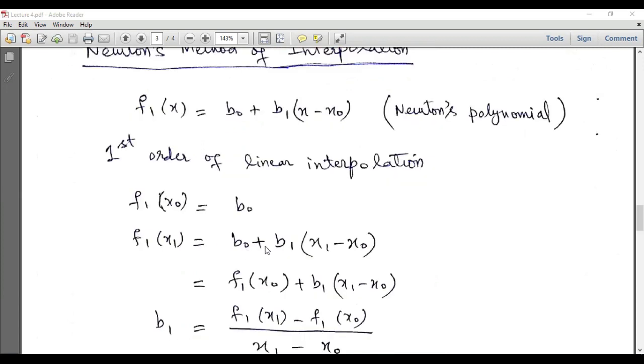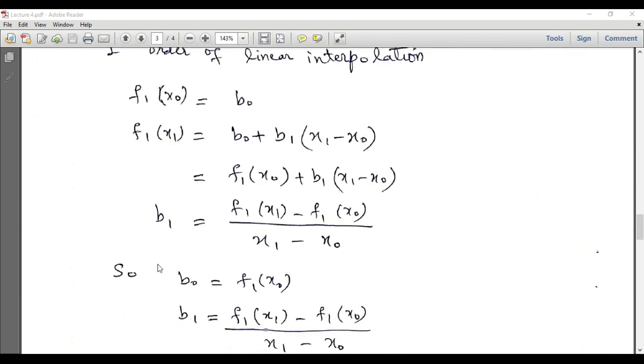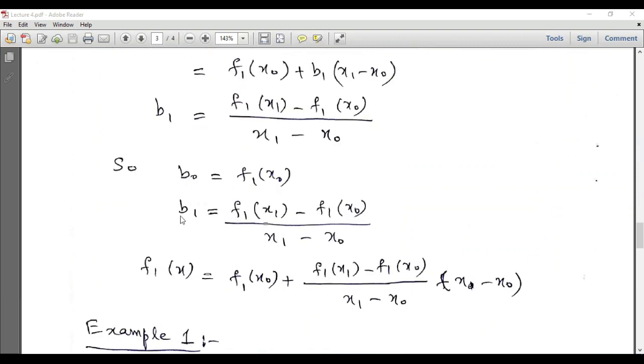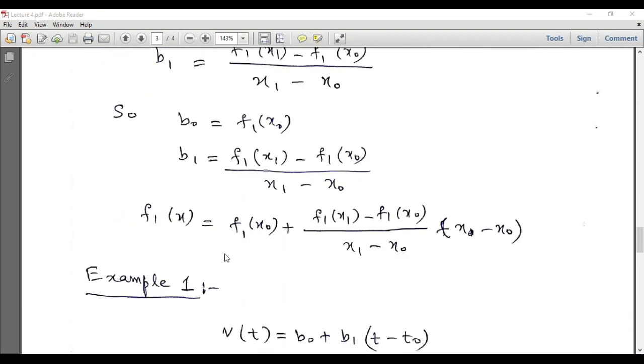So f1 of x1 is equal to b naught plus b1 into x1 minus x naught. The value of b naught is equal to f1 x naught, so it will be equal to f1 x naught plus b1 into x1 minus x naught. So we can do rearrangement, that this term can go to the left side and it will become f1 x1 minus f1 x naught, and it will be divided by x1 minus x naught. So this is b naught, this is b1. Both constants have been evaluated, and we can put these two values in the original Newton's polynomial, and f1 of x will be equal to f1 x naught plus b1 into x minus x naught.